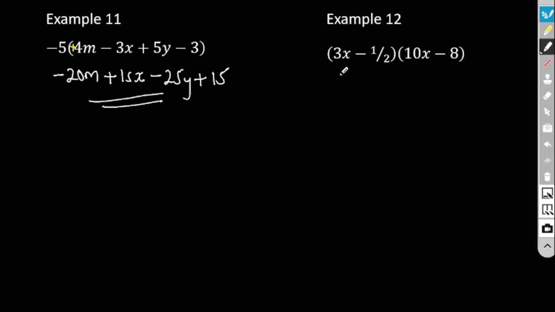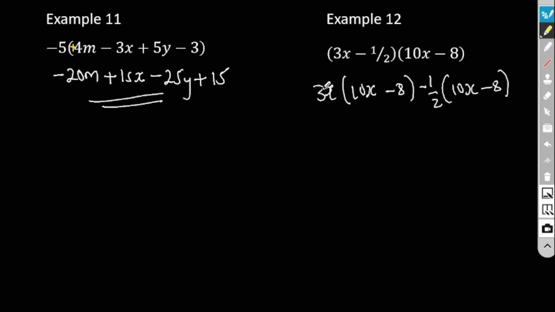For this instance, I'm going to use the elements of the first bracket to open the entire second bracket. So we're going to have 3x, we multiply by the entire second bracket. Then you take the second element with its sign, which is -1/2, and we open the entire second bracket. But you need to remember here that 3x is positive, 10x is positive, and also this 10x is positive.